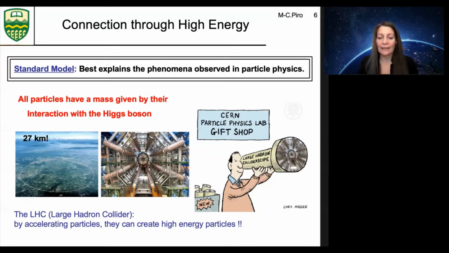And this is where the connection is with the infinitely large scales, because by using high energy, we are also going back in time to the Big Bang. We are reaching energy that was there at the first instant of our universe. So let's have a deeper look at the connection with the world of the infinitely large scale of our universe.